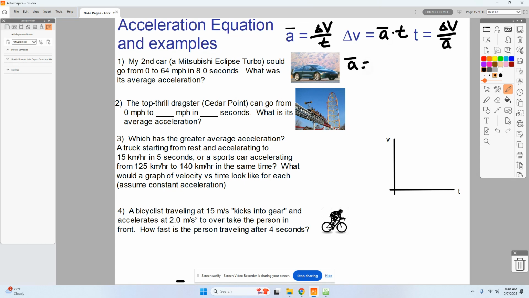And so that could go 0 to 64 in 8 seconds. If I wanted to calculate that car's average acceleration, it was also a stick shift, by the way, I would just go delta v over t. 0 to 64 means it went a change of 64 miles per hour, and that took 8 seconds. And if my memory serves, that would be an 8. 64 divided by 8 is 8. And then that unit would be miles per hour per second. And so that car could accelerate at more than twice the rate of my first car.